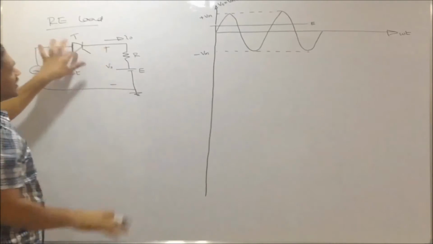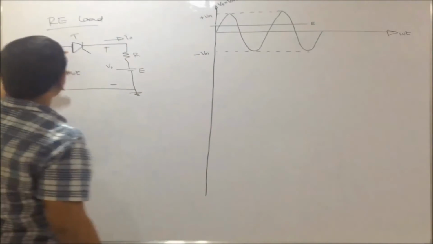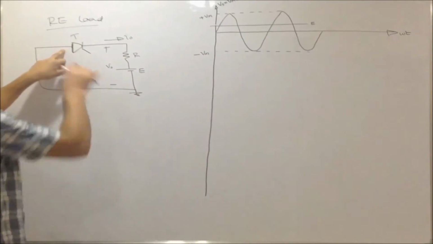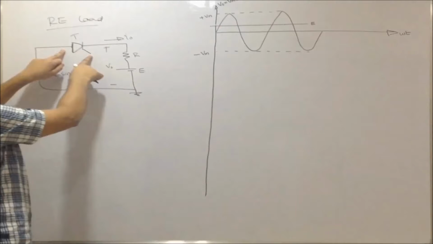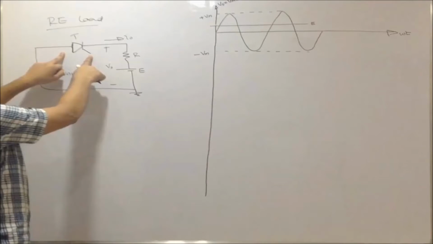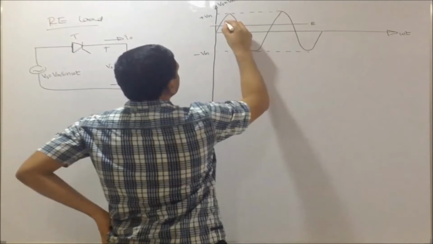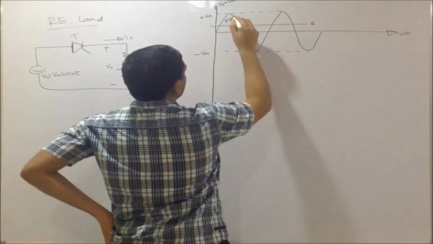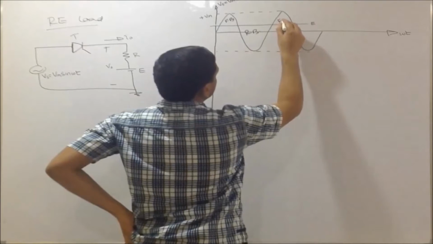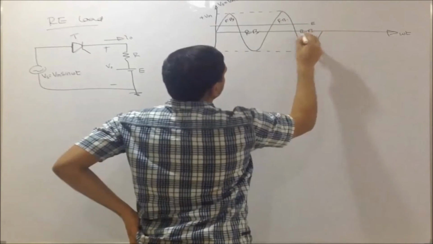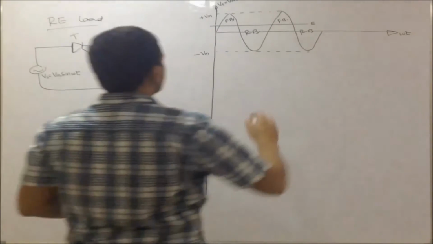Now tell me, when is this SCR forward biased? For this SCR to be forward biased, this voltage has to be greater than whatever voltage I have here at the cathode. Here I have E. So the moment this increases above E, it is forward biased. So the SCR is forward biased in this region and reverse biased in this region. I will use a different mark so that you can easily understand.